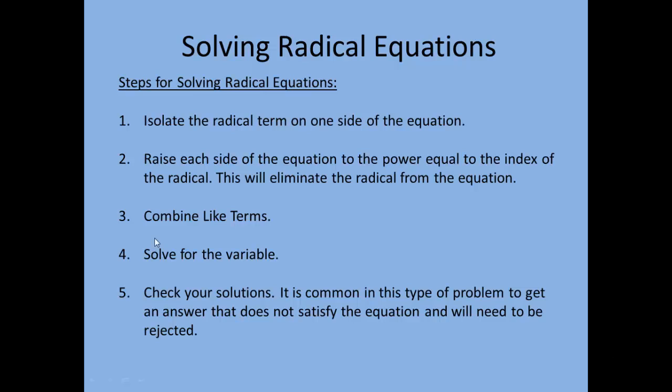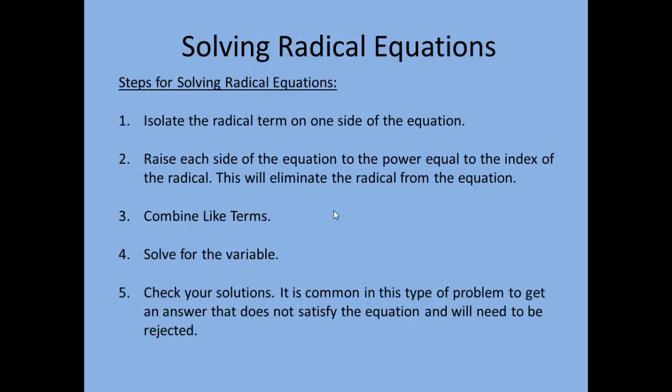Step 2, we want to raise each side of the equation to the power equal to the index of the radical. This will eliminate the radical from the equation. So basically we're going to take both sides and raise them to whatever power the index of the radical was. Meaning if I had a cube root, then I would raise each side to the third power. If I had a square root, I would raise each side to the second power. This will cause the radical to cancel out. Then you would like to combine like terms, and then solve for the variable as normal.